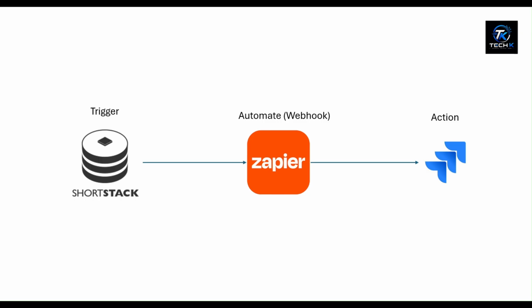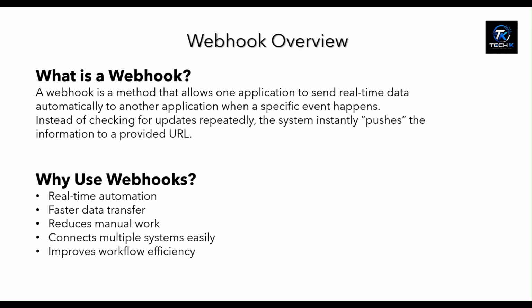ShortStack will act as a trigger point, and Zapier will automate into the webhook URL, and Jira will be the place where we will get the responses in the form of tickets.